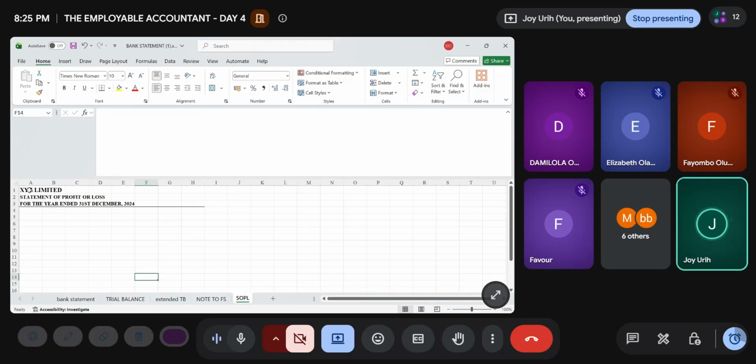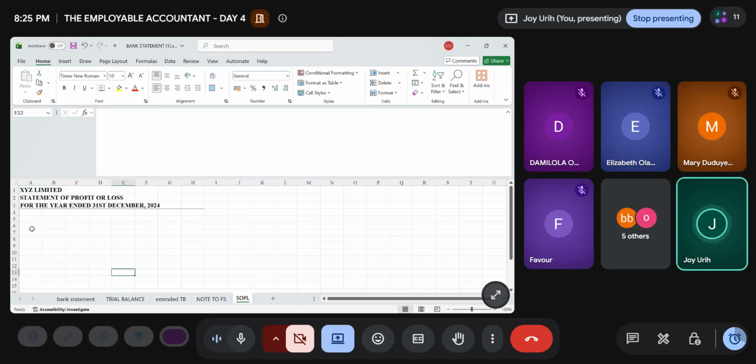Then I think I should align this with the, okay, it's in 12. The next thing we want to do is bring in our Naira sign. You need to show the currency in which you are working. Then the first item on our statement of profit or loss is our revenue.